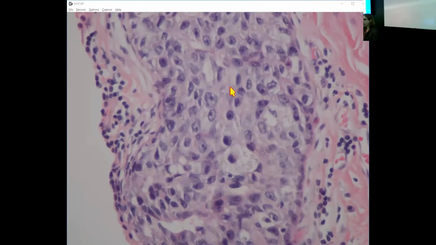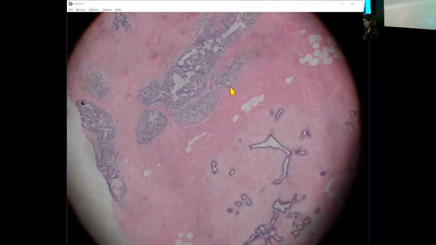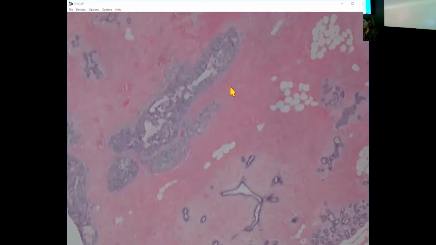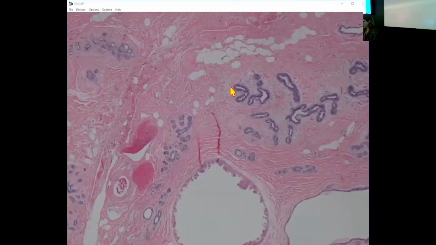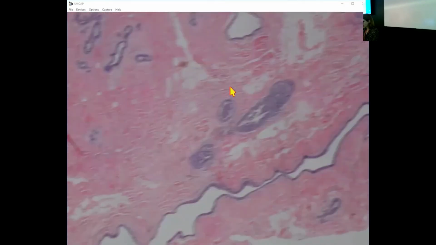But on scanning magnification, this is one of those that could look like UDH on low power. The inflammatory cells are another soft clue that it might be something other than just UDH. I don't think it's very common to see inflammation around UDH. So if I see that, that might be another clue that I'm dealing with something more.